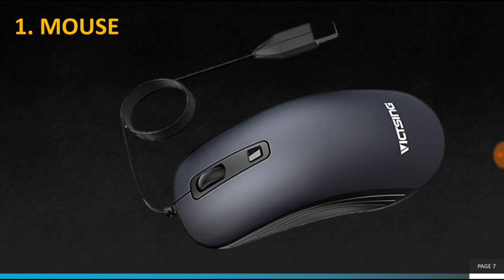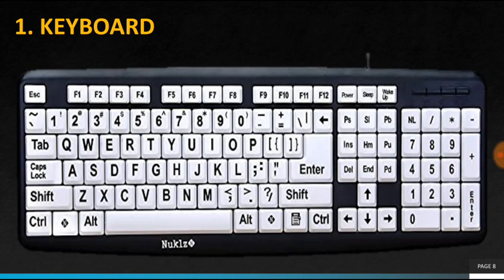When it's connected, you can now move or direct the cursor on the monitor screen. Now the next device is the keyboard.